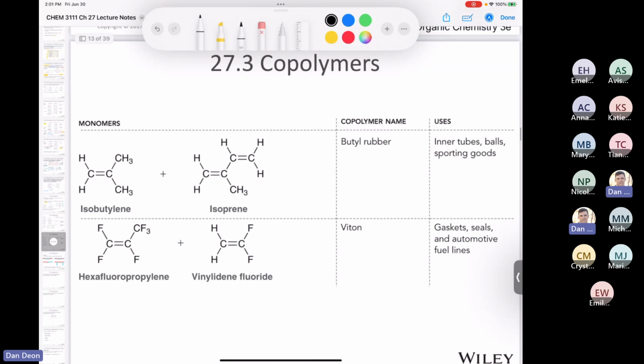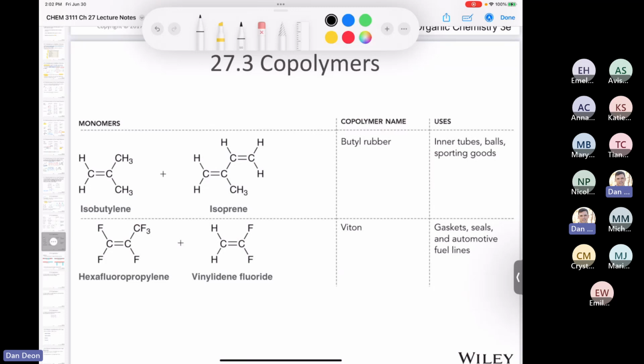The next one is butyl rubber, which is made from isobutylene and isoprene. And again, you don't have to memorize any of these. It's more just food for thought of making the copolymer. And the butyl rubber is used in things like inner tubes and, of course, sporting goods like basketballs would be an example, and soccer balls, maybe stuff like that. Footballs, I suppose.